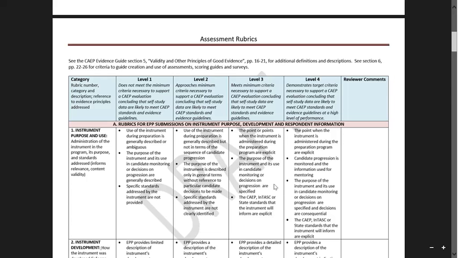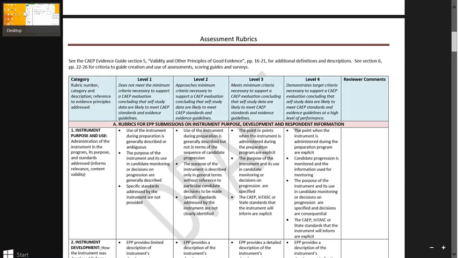The purpose and use on progression are specified, and then it goes on to the highest level here where the point where the instrument is administered is explicit. So one of the things that you'll want to do as you're preparing your self-study is definitely go to these assessment rubrics and look at the level 3, the level 4, which meet the minimum criteria, or demonstrates target criteria, to know that this is where you should be in answering the questions that CAPE will pose about your instruments.